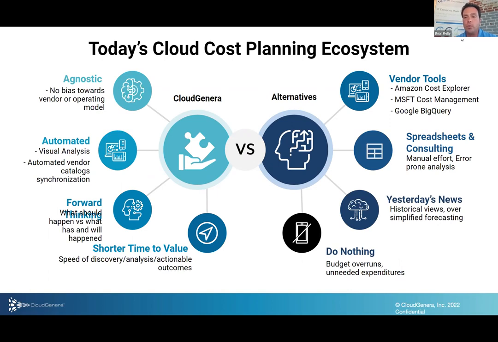In addition to the vendor tools and the spreadsheets that are available in the market, we still see several businesses not being proactive in their approach to cost planning. And this is resulting in budget overruns as well as unneeded expenditures. Conversely, CloudGenera's point of view is that as a company, we want to provide an unbiased view of the market. And that unbiased view should not have a bias towards vendor, nor should have a bias towards operating model. Think private cloud versus public cloud when we say operating model.